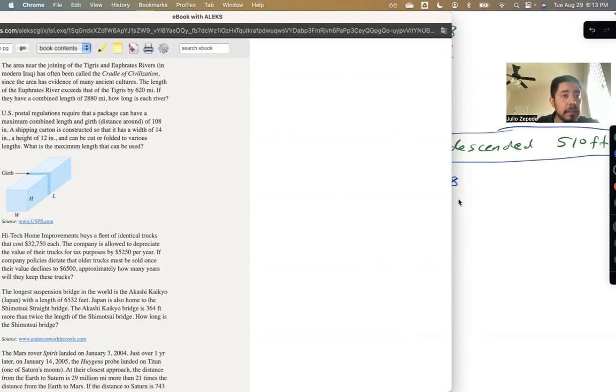The area near the joining of the Tigris and Euphrates rivers in modern Iraq has often been called the cradle of civilization, since the area has evidence of many ancient cultures. The length of the Euphrates River exceeds that of the Tigris by 620 miles. If they have a combined length of 2,880 miles, how long is each river?